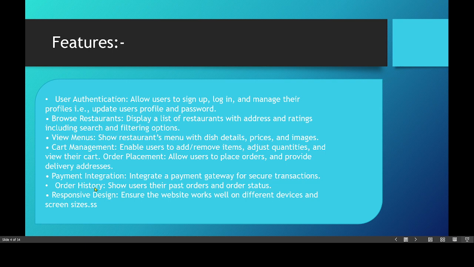Order history. Well, coming to order history, whatever food we ordered, we can see in the order history, which means we show the user their past orders and order status. In responsive design, we ensure the website works well on different devices, screen sizes, etc.